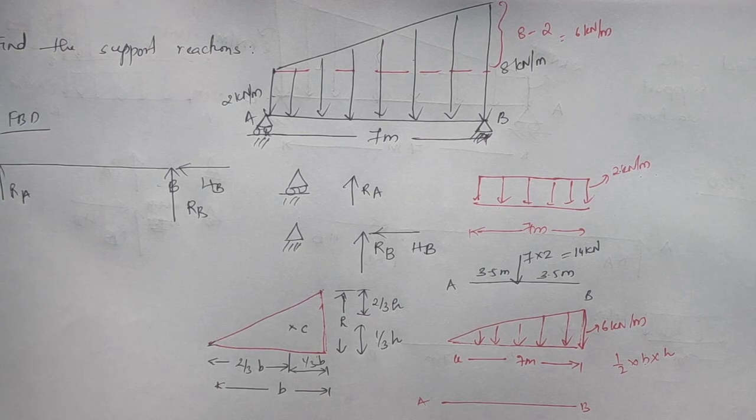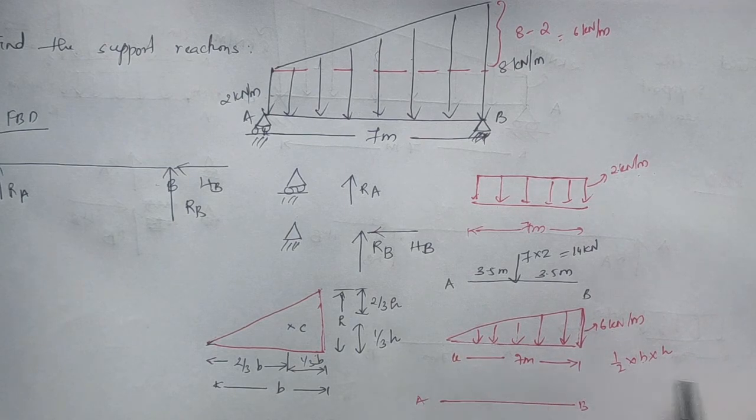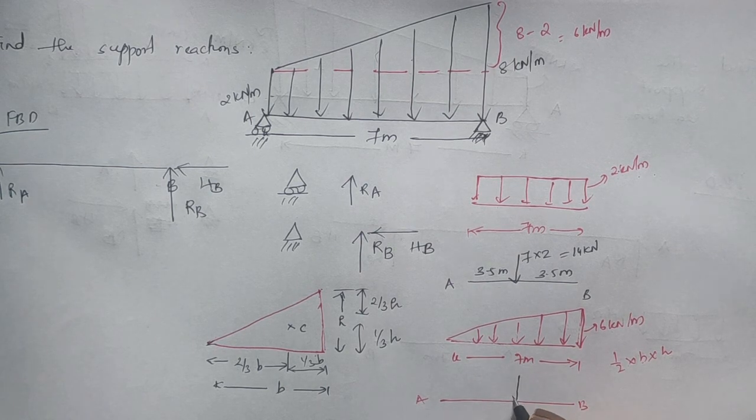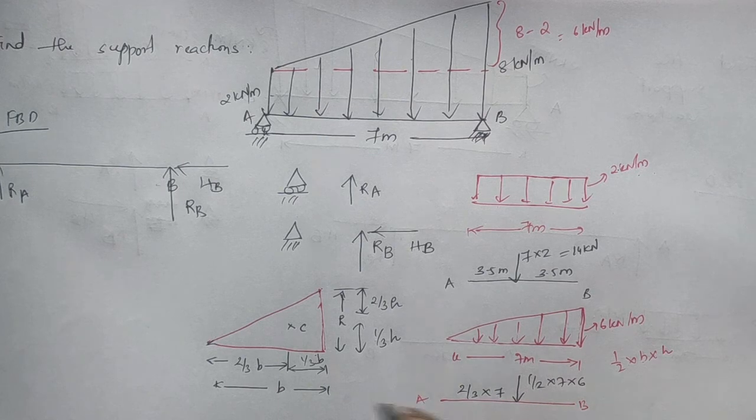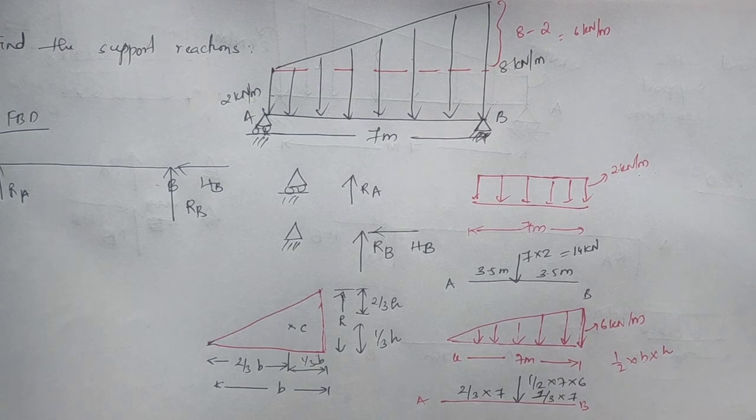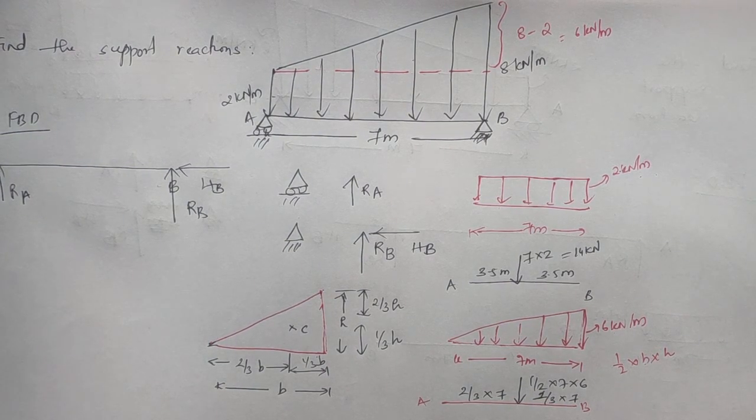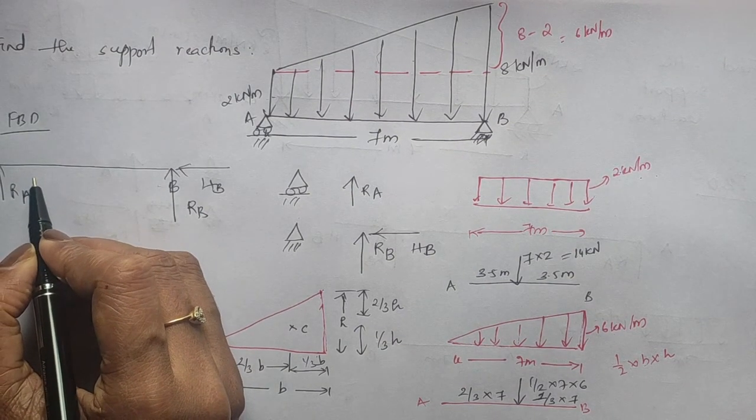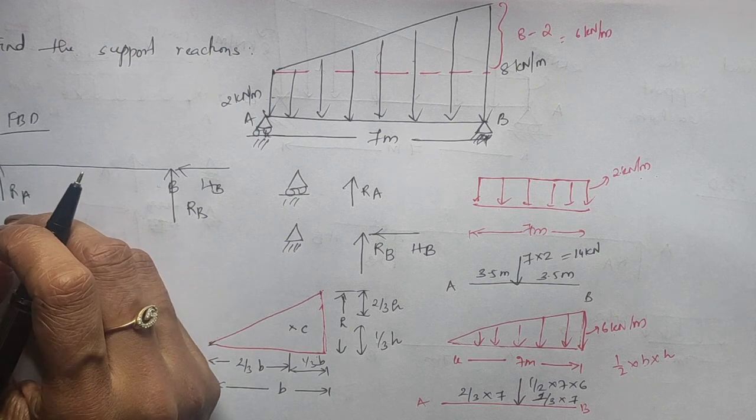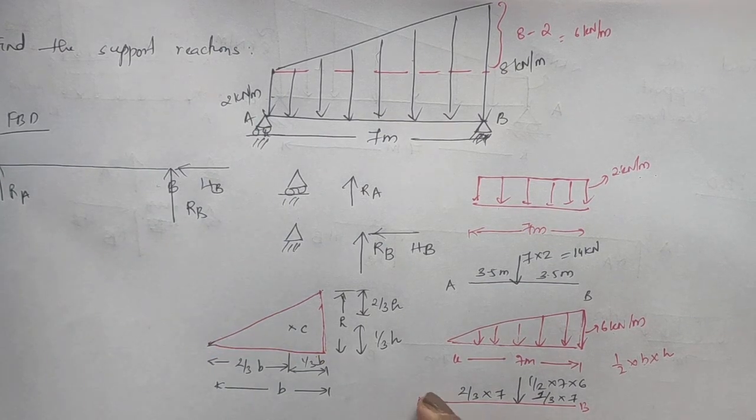Here, as you can see, this is the apex, and when you go like this, from this side it is 2 by 3, so you can mark it here. The value is half into 7 into 6. This is 2 by 3 into 7, just compare with the figure, and this is 1 by 3 into 7. So that's all for the conversion of these into point loads. Now let's mark that into this FBD. Before that you should find out the value of 2 by 3 into 7 and of 1 by 3 into 7.